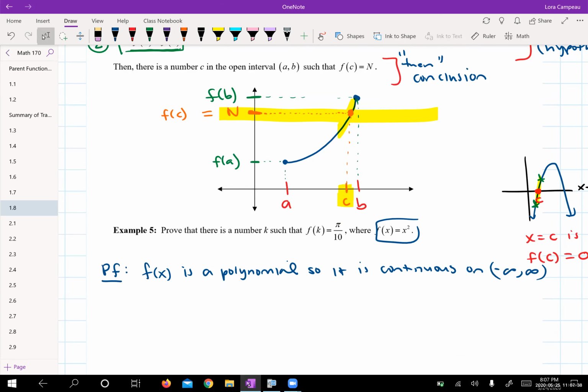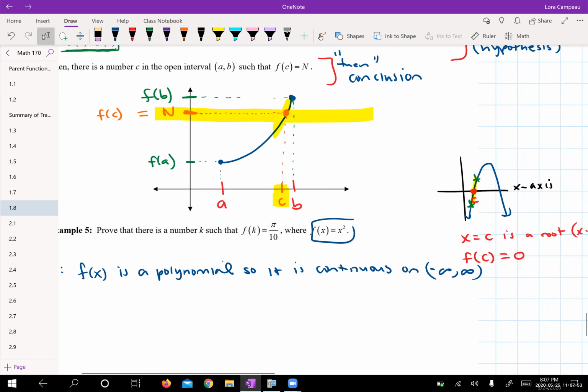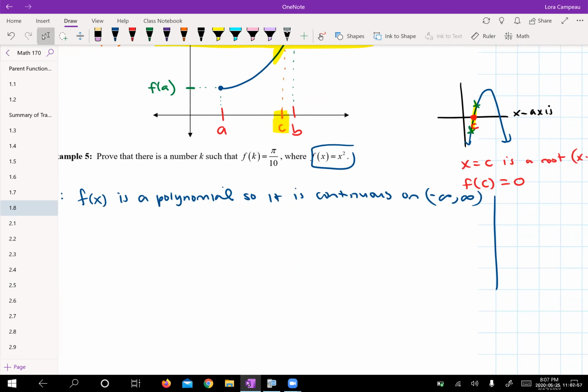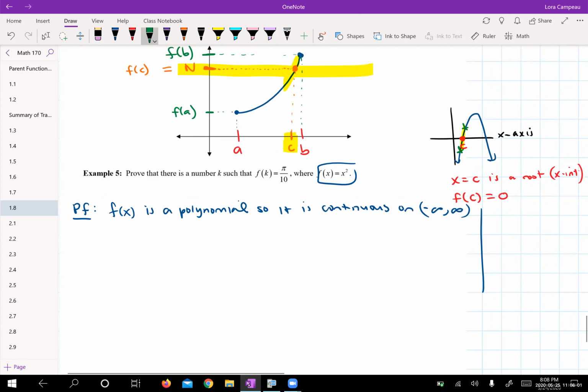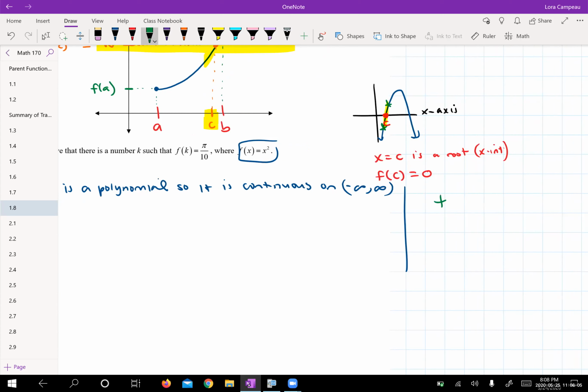So what I'd like to do for myself is, they are giving me a strange y value, f of k equals pi over 10. If I really want to understand this, and I have my proof, let me write my notes on the side. Let's talk about some thoughts again. A little less involved than our delta epsilons, but let's have some thoughts.